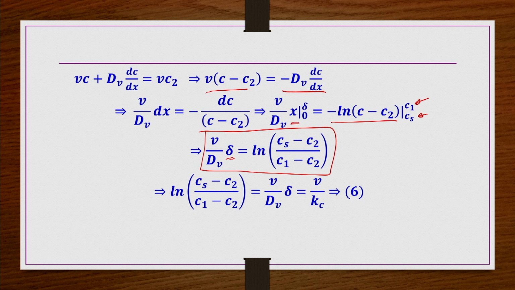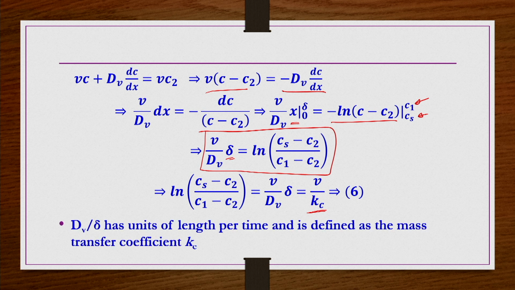If you rearrange the same equation, dV by delta has units of meter per second, so we can call it the mass transfer coefficient Kc. So, ln of (Cs minus C2) by (C1 minus C2) can be written as V by Kc. dV by delta has units of length per unit time and is defined as the mass transfer coefficient Kc. This is the case when the rejection is partial.